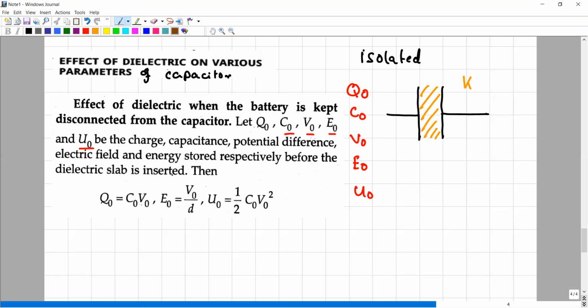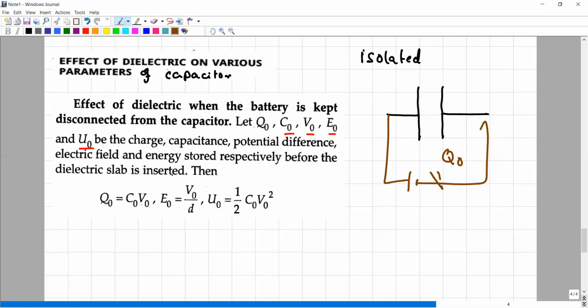Now, first understand the meaning of isolated very carefully. This is the key to this whole concept. Isolated means that if you give some charge Q naught to the capacitor, then that Q naught charge is going to stay with it. It is not going to be lost, or no other charge is going to come to the capacitor either. Why? It is isolated. That means it is not connected to any cell. It is not going to get any charge from the cell or any other object or any other entity.